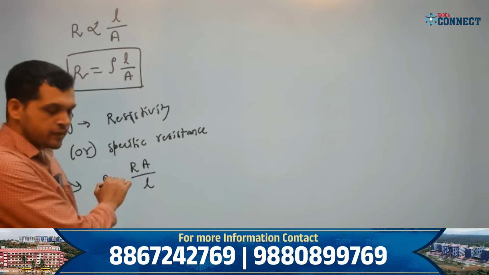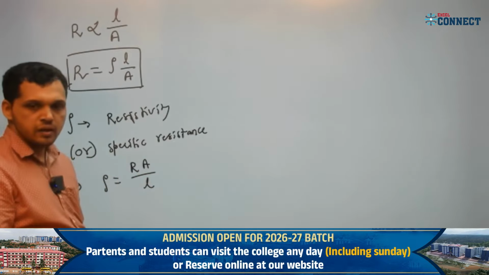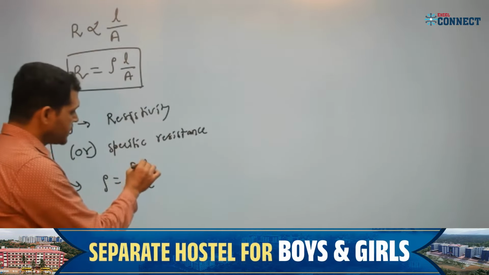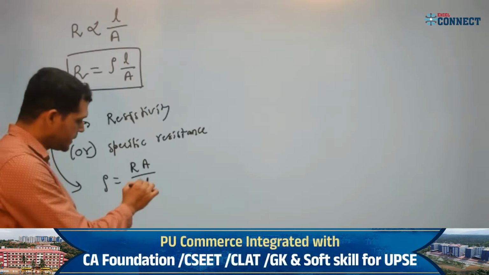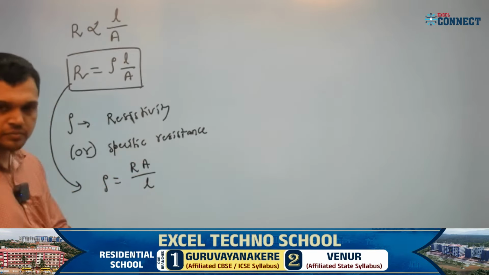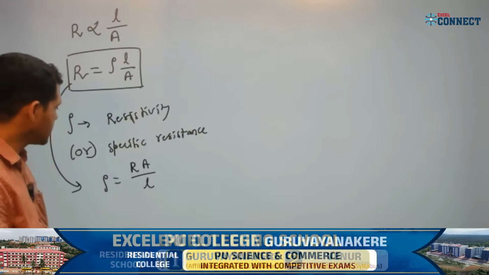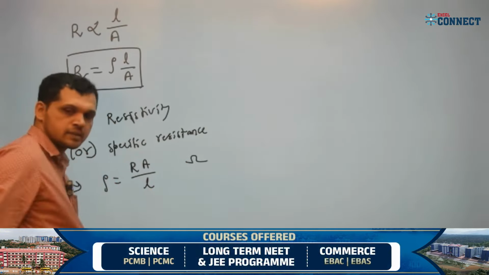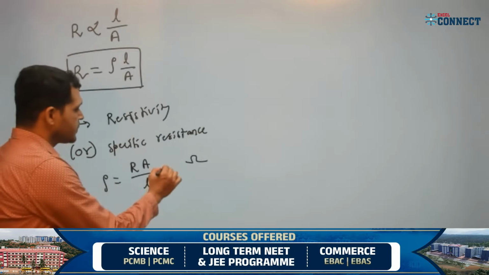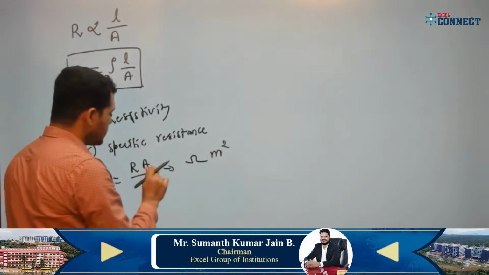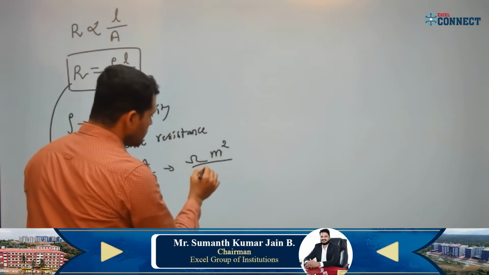Now I will take rho is equal to RA by L. Rho is equal to RA by L. R is the resistance, A is the area, and L is the length of the conductor. Now how to represent its unit? How to write the SI unit? Resistance unit is ohm, and area unit is meter square. Length unit is meter.